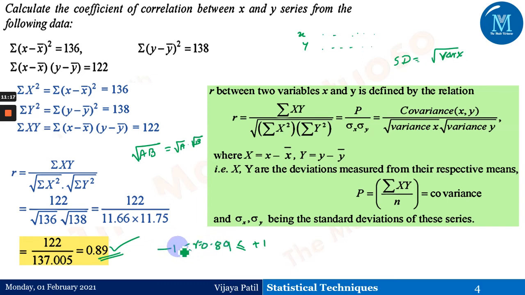And always, whenever you are calculating a small r value, please do check whether the answer lies between minus 1 and 1. If it does not, please go back and correct your steps in between, right?